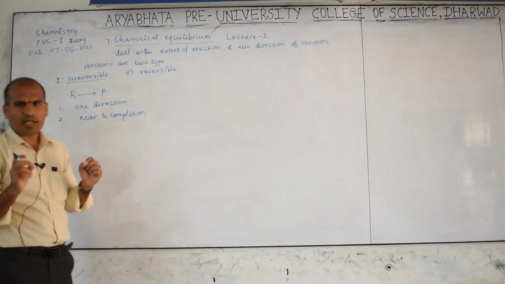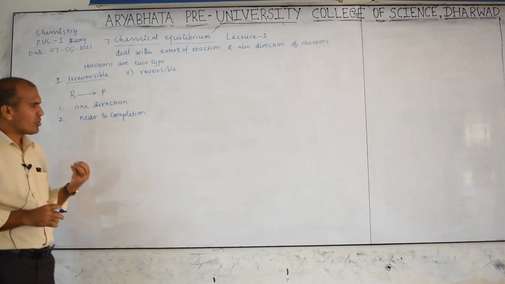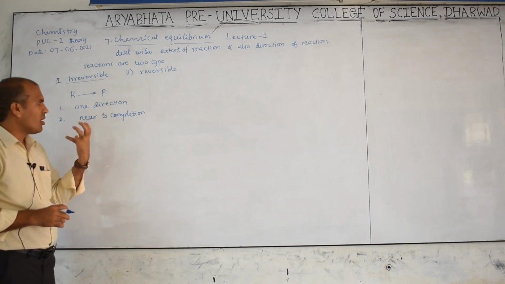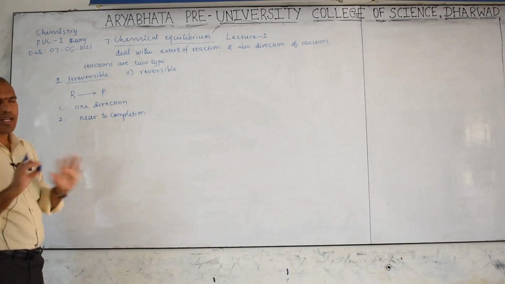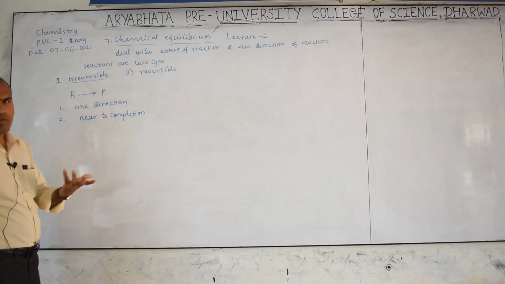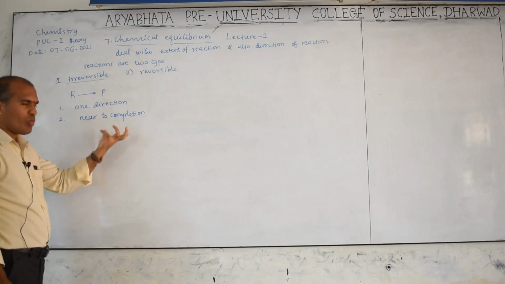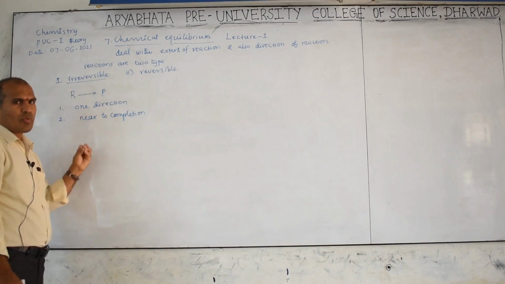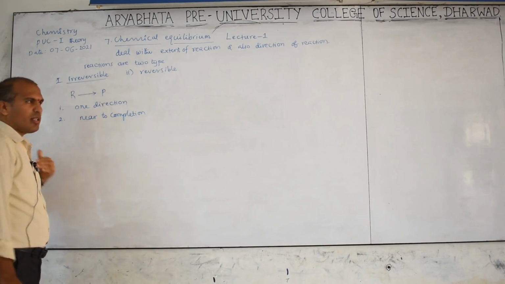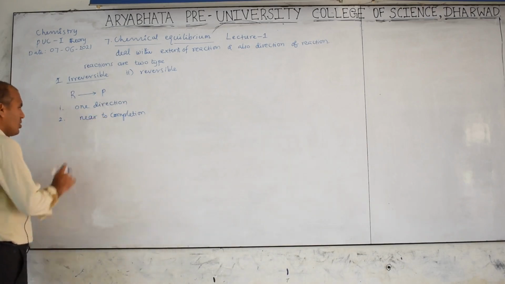No reaction is exactly 100%. It is 99.999%, that is what we have to consider, near to 100%. Exact 100% is not possible. Or the reaction will complete 98%, 90%, 95%. Therefore we call it near to completion: initially reactants are more and products are less, then the reactant converts into product, and the reaction goes near to completion.